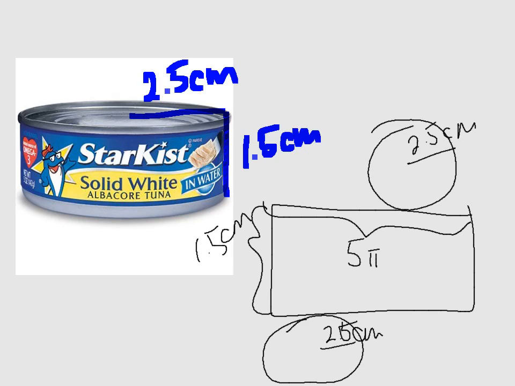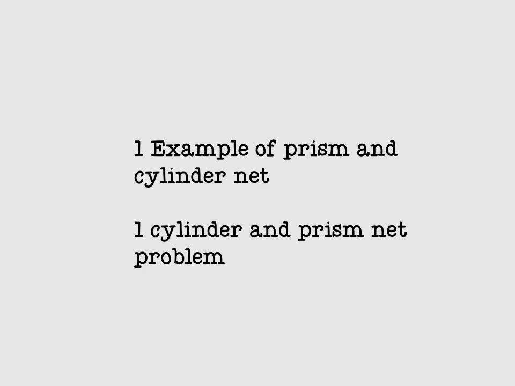All right, guys, that's it. At that point, you should have one example of one I did with you and showed you for a prism and a cylinder net, so one each, plus one that you tried on your own for each. So a total of 4 examples or problems that we worked on.